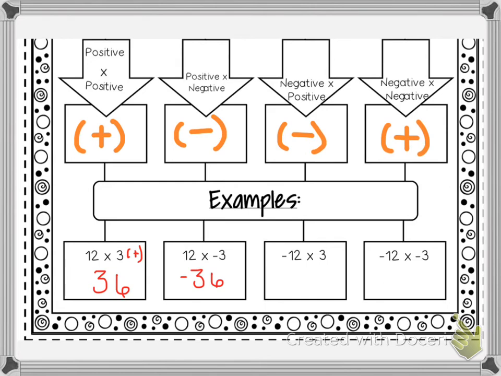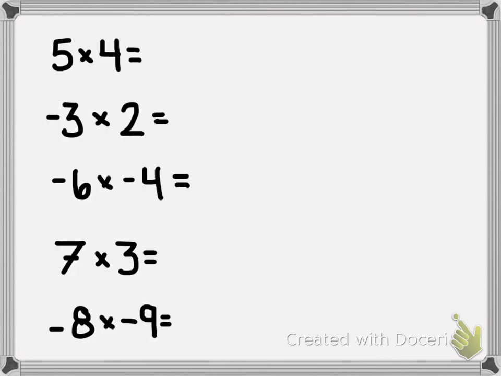Let's do the third one. Negative 12 times 3. What does negative 12 times 3 equal? We have one negative number, so negative 12 times 3 is negative 36. Now we have two negatives. We know that two negatives is going to lead us to a positive outcome, so what is negative 12 times negative 3? Negative 12 times negative 3 is going to be a positive 36 because we have two negative numbers.